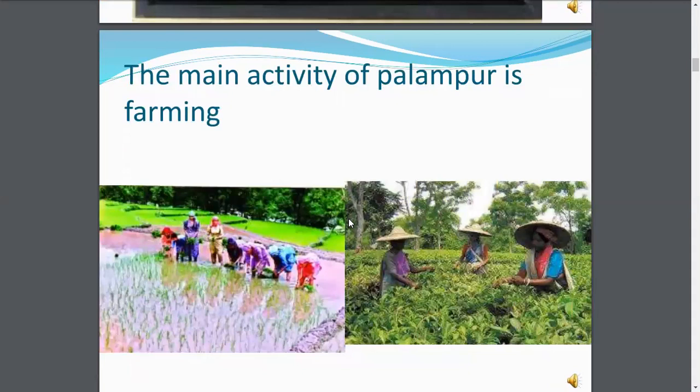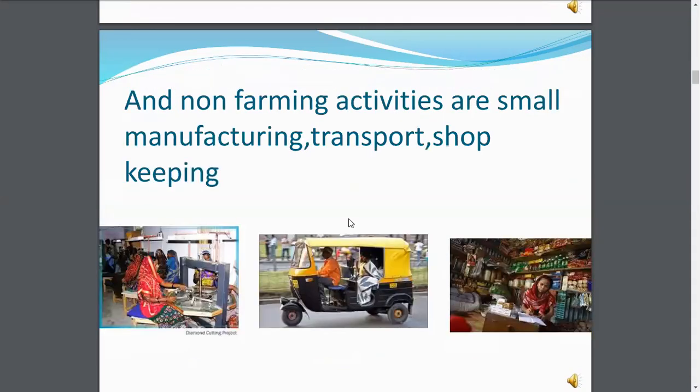So the main activity of Palampur is farming. Ladies, men and children all indulge in this activity because they are totally dependent upon farming. Only some sections of the people are in non-farming activities, for example road transport, shops and dairy. These examples of non-farming activities are small manufacturing, transport, shopkeeping and so on.